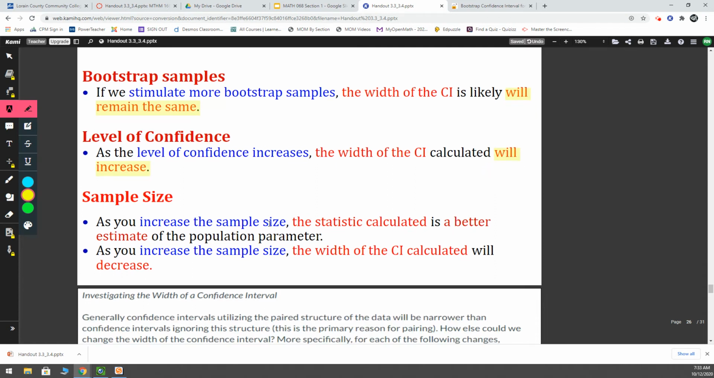Sample size. If you increase the sample size, the statistic calculated is a better estimate. Another important statement for you. As you increase the sample size, the width of the CI will decrease. Why will it decrease? Because it's a better estimate and it doesn't need to be as wide to capture the true population parameter.